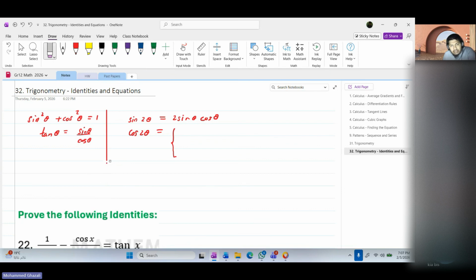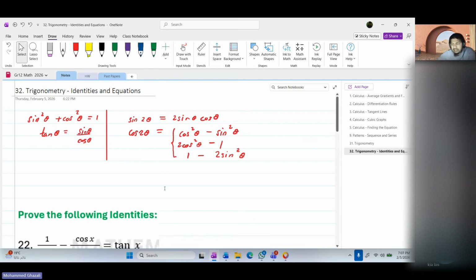proving identities, and you know exactly which one to choose from the cos 2 theta double angle. So we know it is cosine squared theta minus sine squared theta, 2 cosine squared theta minus 1, and 1 minus 2 sine squared theta. Right, so these are the formulas we need.